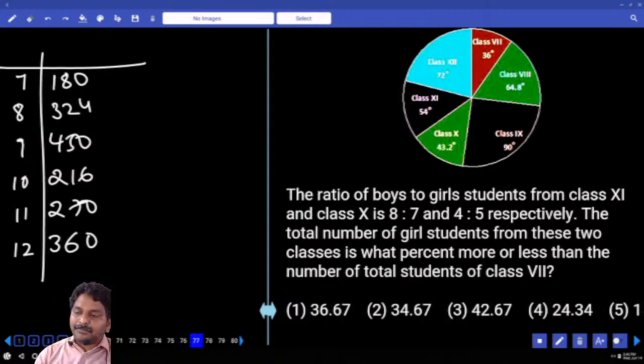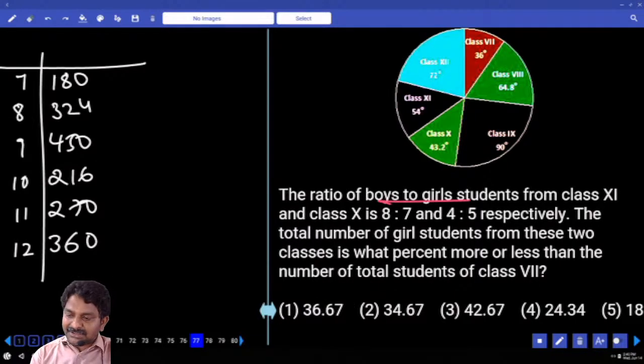The ratio of number of boys to girls students from class 9 and class 10 is 8:7 and then 4:5. Then the number of girl students from these two classes is what percent more or less than number of total students in class 7? Right, we have to calculate. Now we need girl students, right? Order is important, boys to girls.